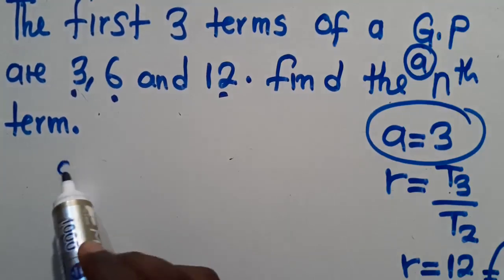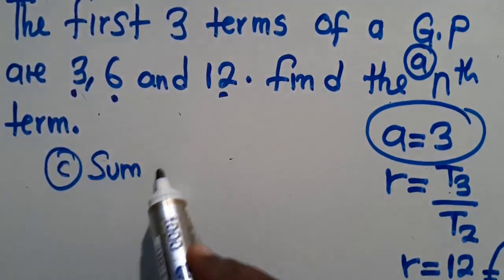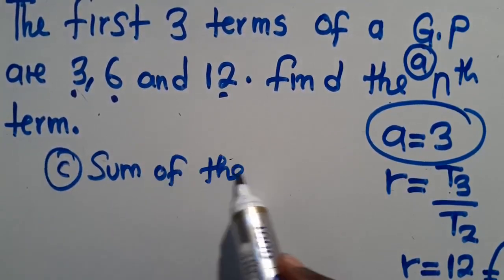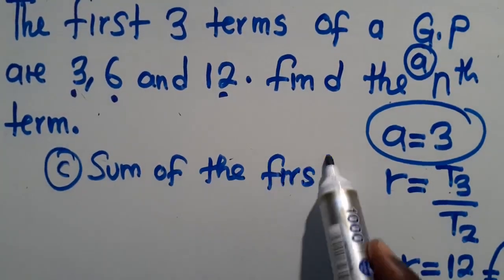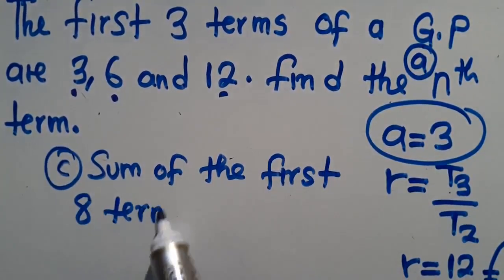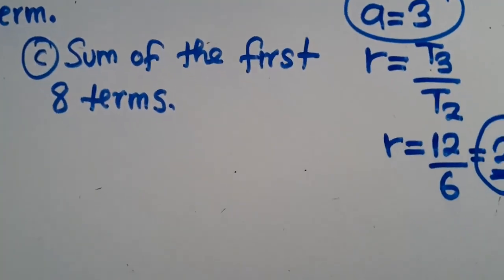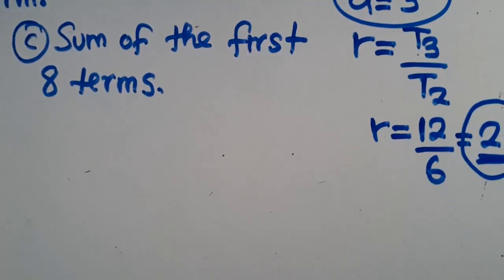The last question, which is C, was telling us to find the sum of the first 8 terms. How can you find the sum of the first 8 terms? You use the formula now. I gave you everything that you need to know. I gave you all the formulas that you need to get and understand.